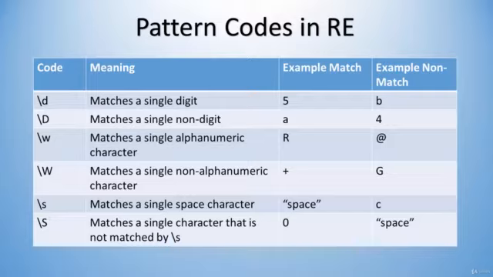And when it is slash w, it matches a single alphanumeric character, and if it is capital W, it matches a single character which is not alphanumeric. And similarly, slash small s will match a single space character, and slash capital S will match a single character which is not a space.